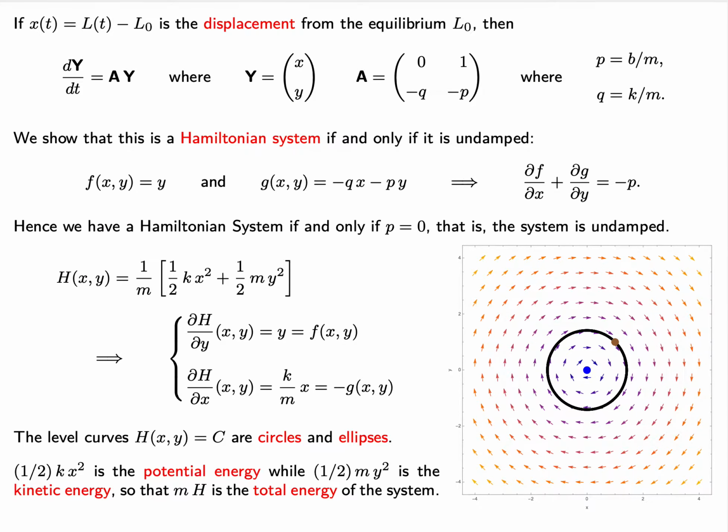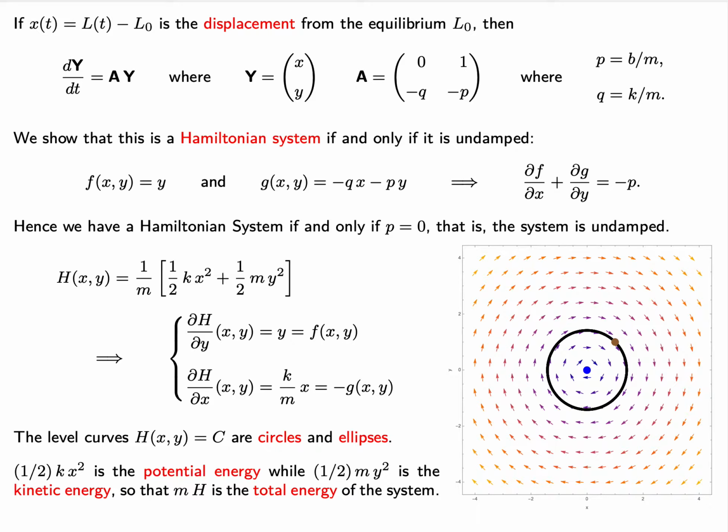If we denote x of t as the displacement from equilibrium at time t, then we find the following two-dimensional autonomous system. That is, dY/dt equals A times Y, where Y is the vector (x, y), and A is the matrix [0, 1; negative q, negative p]. We can show that this is a Hamiltonian system if and only if it is undamped, that is, p is equal to 0. The level curves in this case will be circles and ellipses.